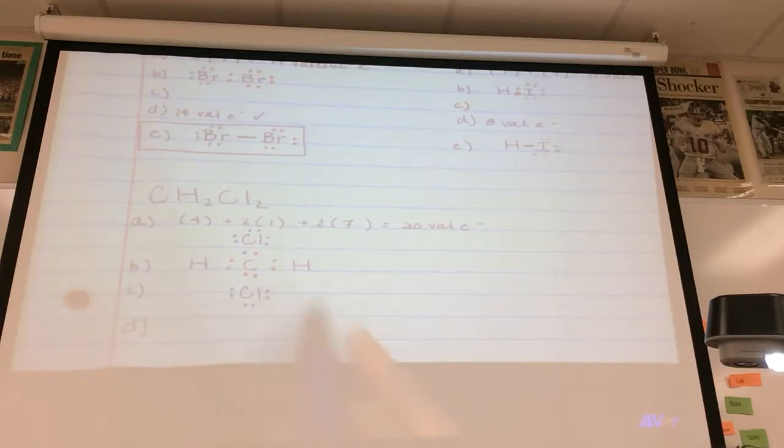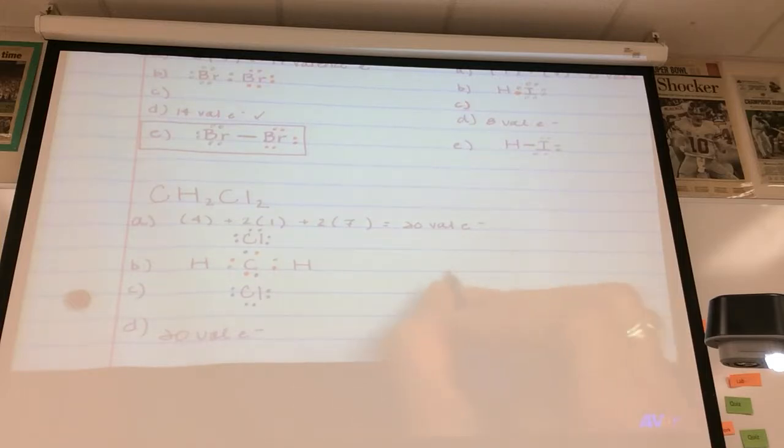We're going to get a count. Again, go top to bottom. 2, 4, 6, 8, 10, 12, 14, 16, 18, 20. You'll note that all the elements except the hydrogens have 8 electrons around them, that octet of electrons. That's why compounds form. And what's your last step? You're going to change shared pairs to sticks, but don't forget those lone pairs on chlorine.